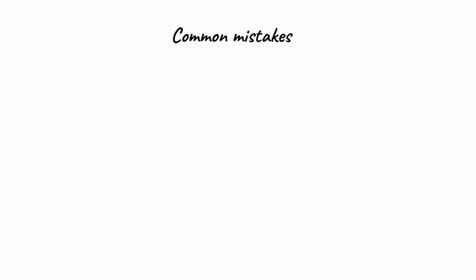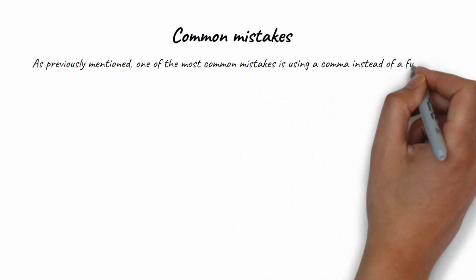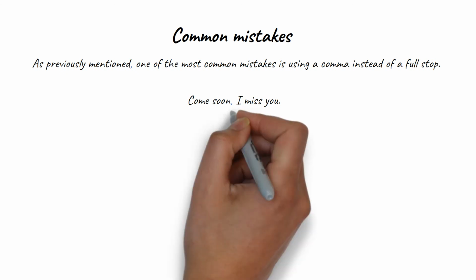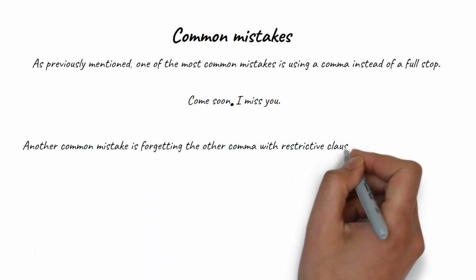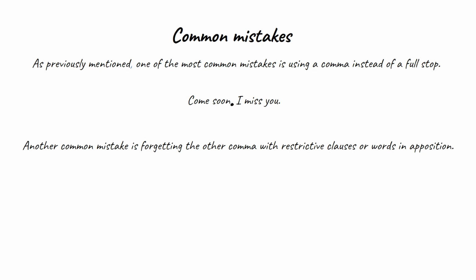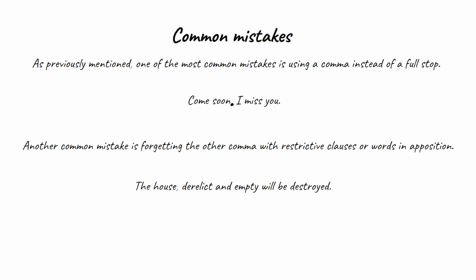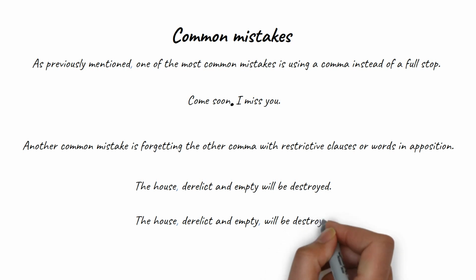Common mistakes. As previously mentioned, one of the most common mistakes is using a comma instead of a full stop. Come soon, I miss you. Come soon and I miss you are two complete sentences, so a comma is inappropriate. Another common mistake is forgetting the other comma with restrictive clauses or words in apposition. The house, derelict and empty, will be destroyed. The additional information, derelict and empty, should be marked off by two commas. The house, derelict and empty, will be destroyed.